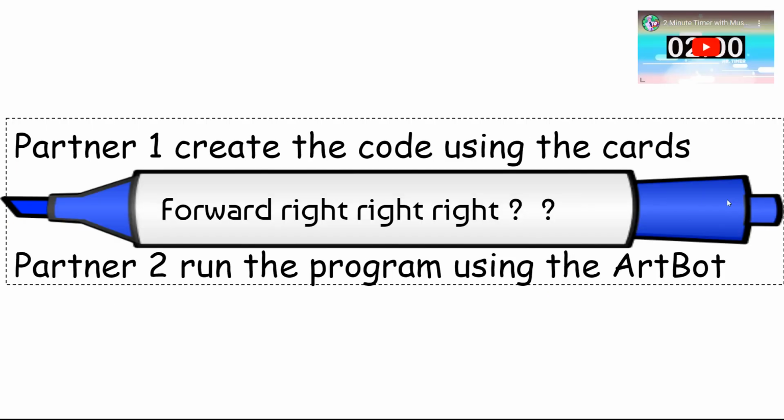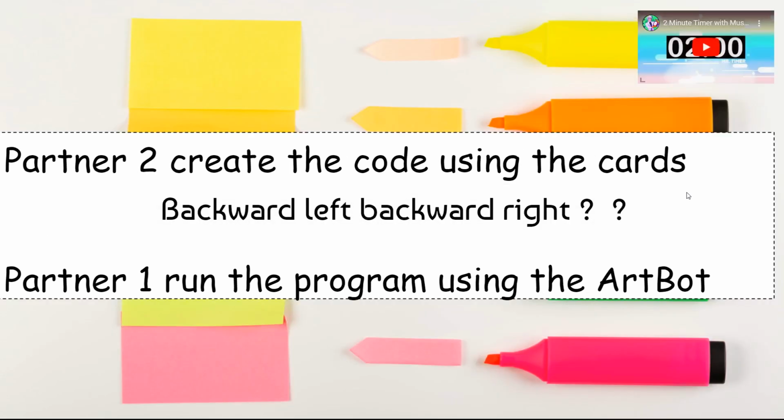Partner 1 will create the code using the cards. Sometimes with the littles, I will give them a head start. I will give them the first couple to do, and then they can add the rest. Then partner 2 will run the program using the ArtBot. The reason I'm particular about this is because sometimes our students have a hard time sharing, so we make sure that all students are able to be the programmer as well as the engineer. Now it's partner two's turn to do the same thing, but they will have a different coding challenge, similar to what we saw earlier with partner one.